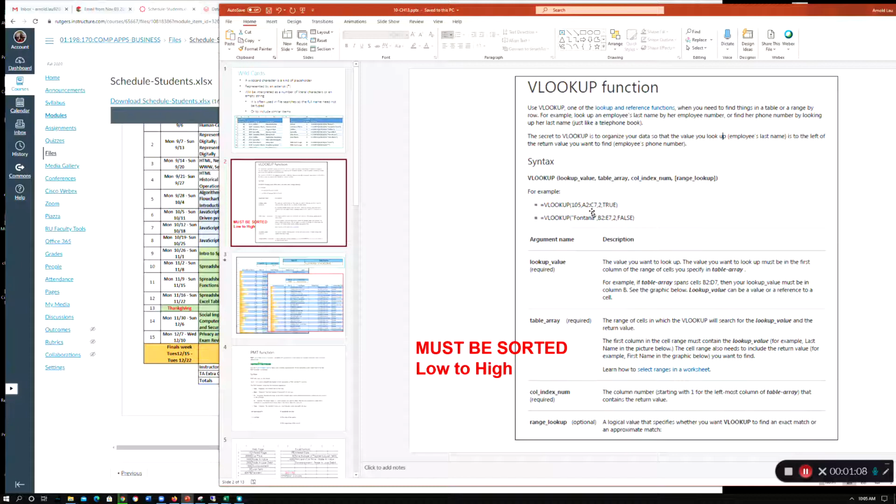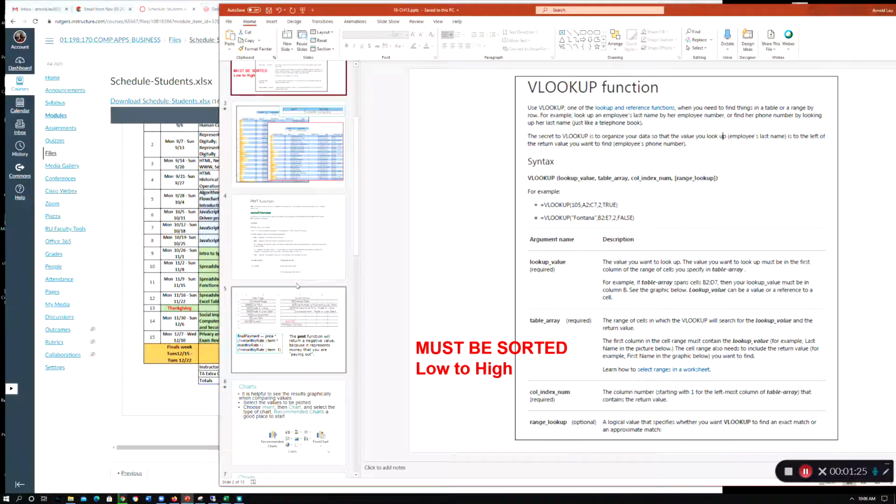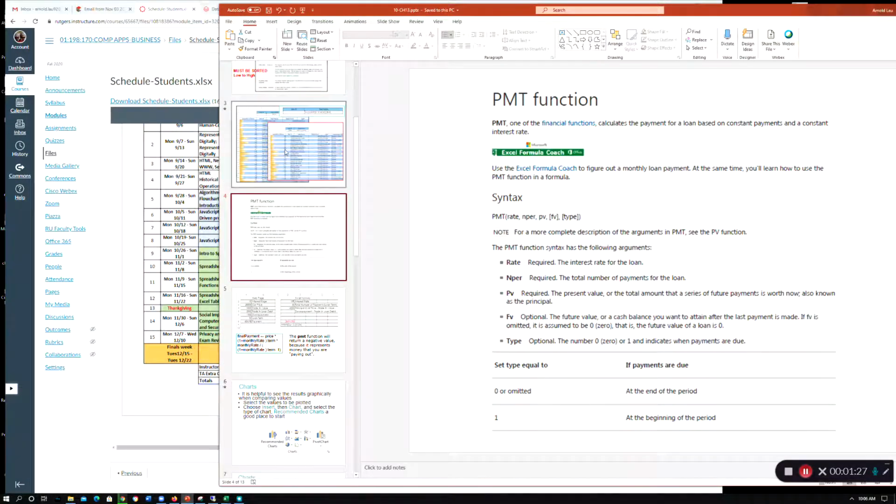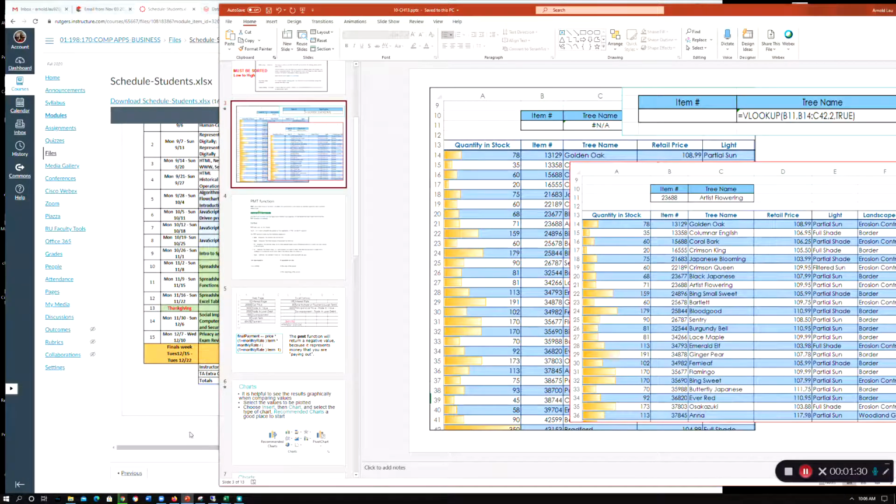The other thing I wanted to go through was what happens if this last argument for the lookup, whether that's true or false, is optional. It will default. Let's see what happens if we don't do anything with that. So we'll do that, and then I'm going to go into the PMT function, and then I'm going to show you a couple extra things here.